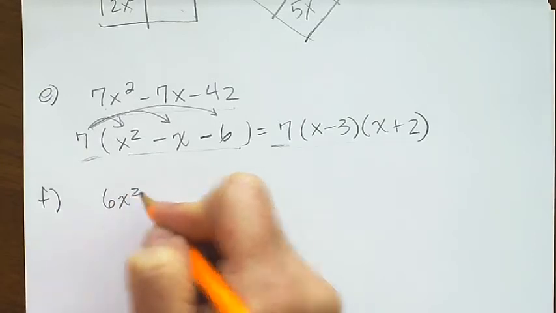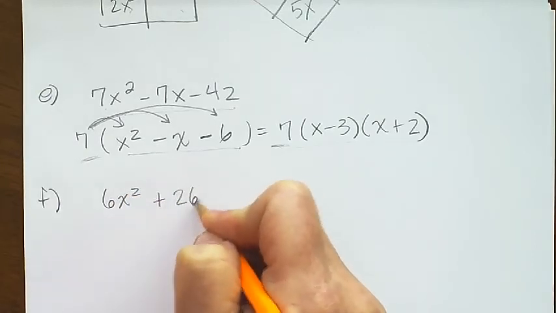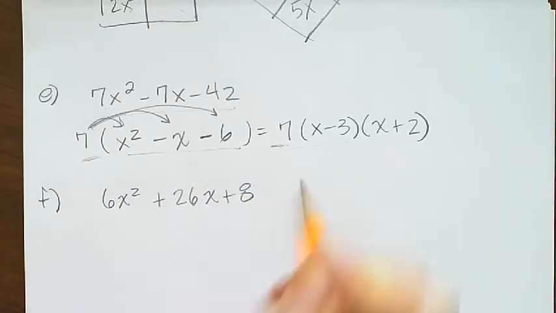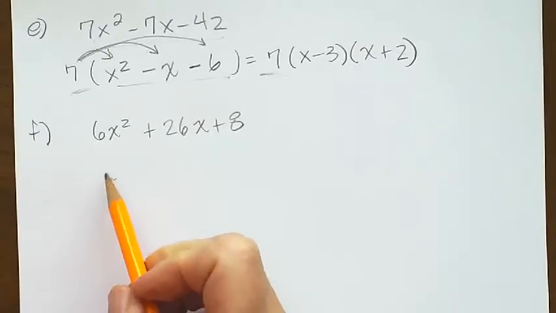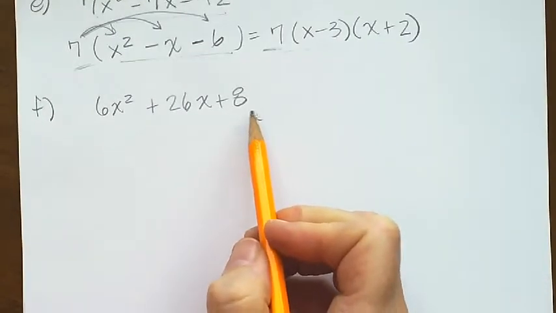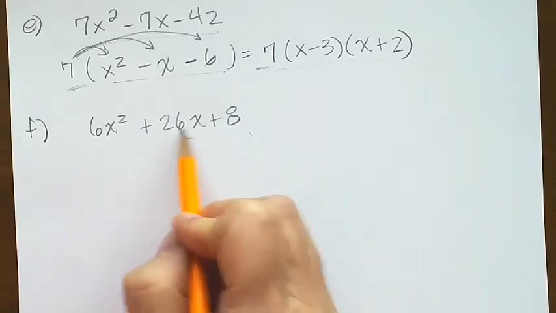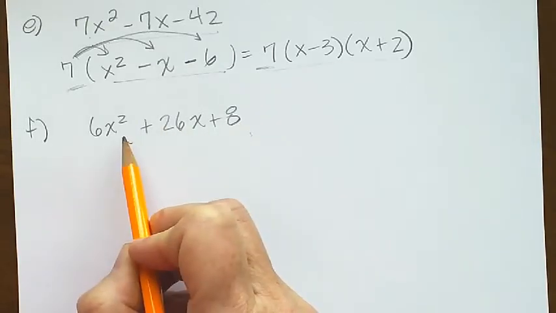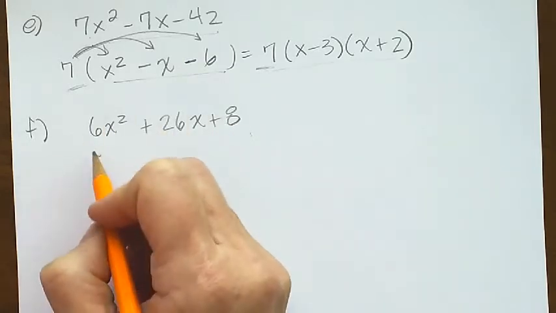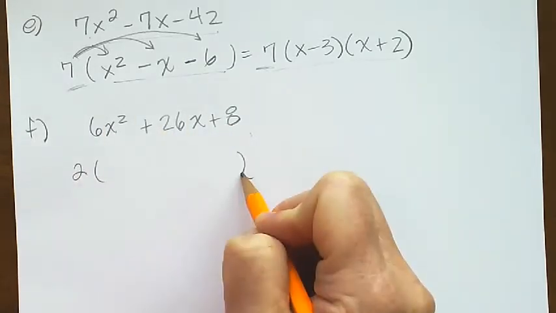Okay, I think I see another expression with a common factor. What are all of these divisible by? Well, they're all even numbers, so they're all divisible by 2. The greatest common factor for 6, 26, and 8 is 2. So let's factor out that 2.